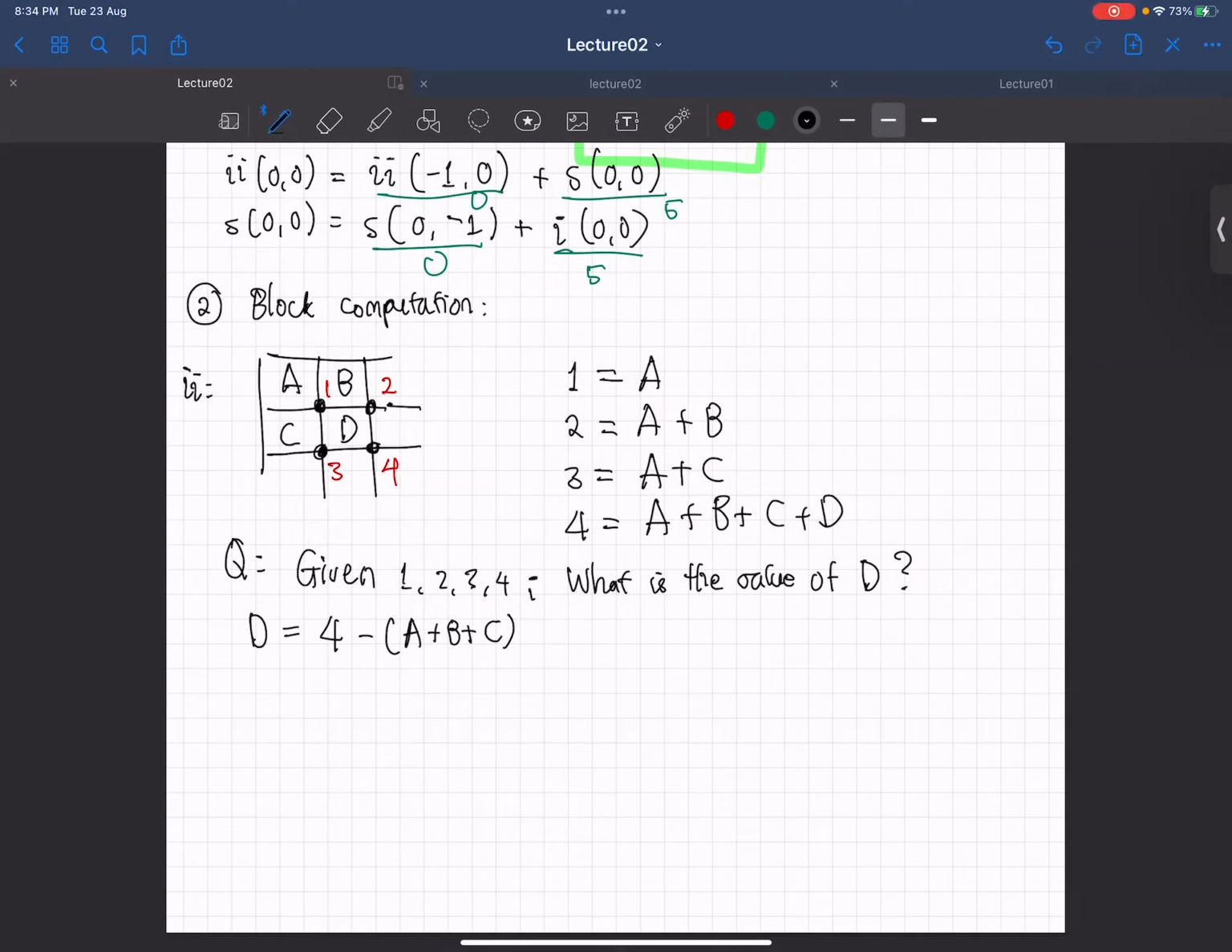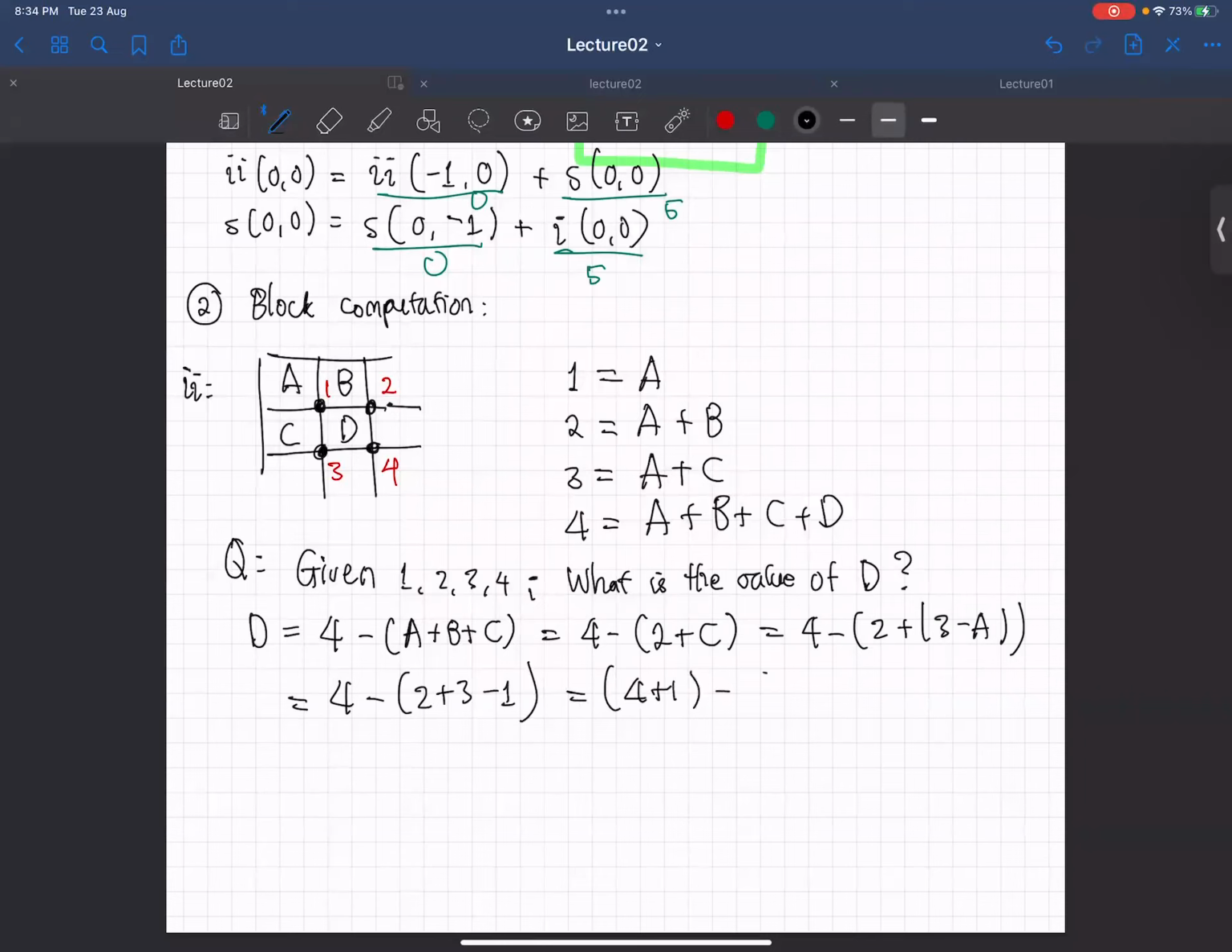And A plus B equals what? A plus B equals node 2. Then plus C. And C equals what? Node 3 minus A. And then what is A? Node 1. So D equals 4 minus 2 minus 3 plus 1, which is 4 plus 1 minus 2 minus 3. So that's how you compute D if you know 1, 2, 3, 4. Well, it's a very simple elementary school exercise, right?